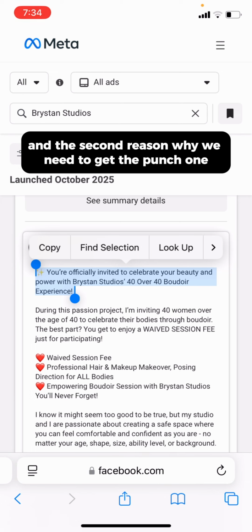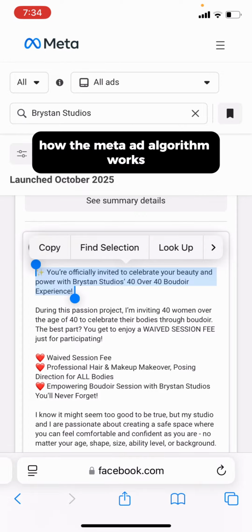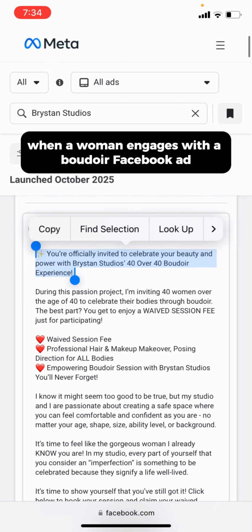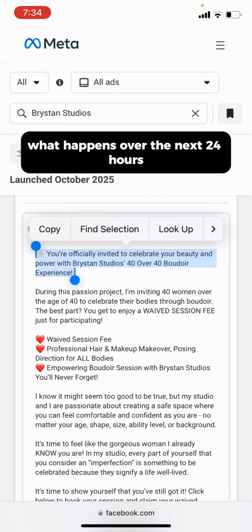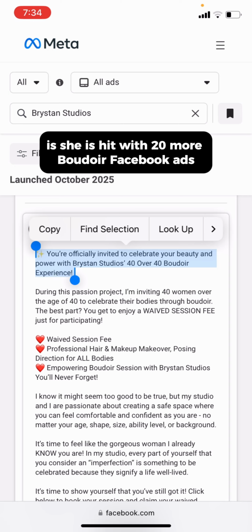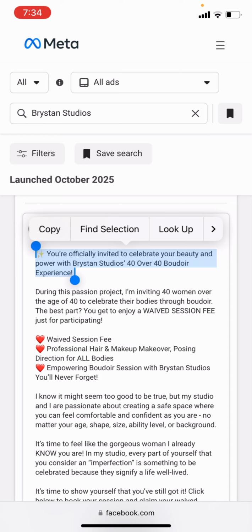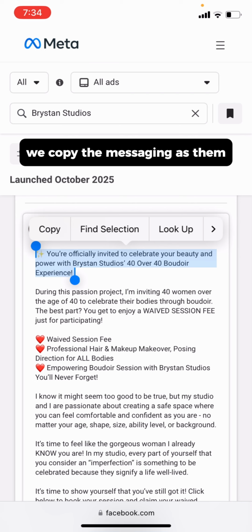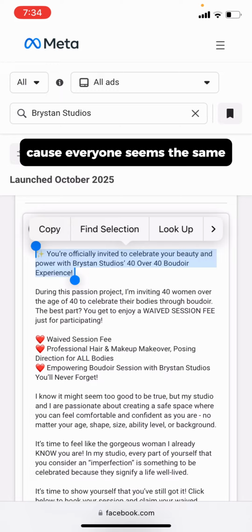And the second reason why we need to get the one-two punch correct is how the Meta ad algorithm works. So when a woman engages with a boudoir Facebook ad, what happens over the next 24 hours is she is hit with 20 more boudoir ads on Facebook and Instagram from all of our competitors. And guess what? If we copy the same messaging as them, they're going to see all the same messaging and not buy from anyone because everyone seems the same.